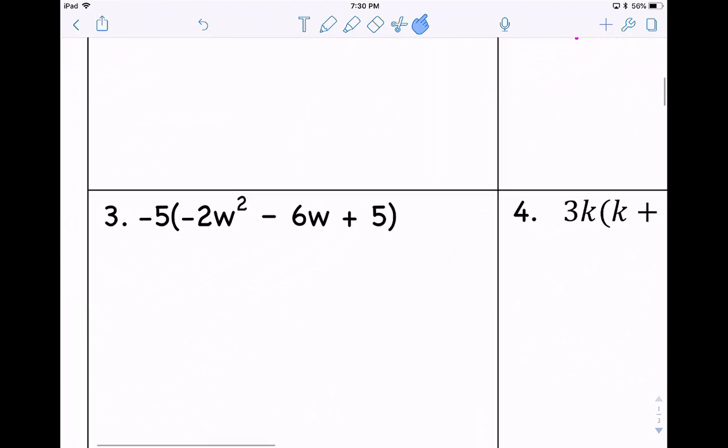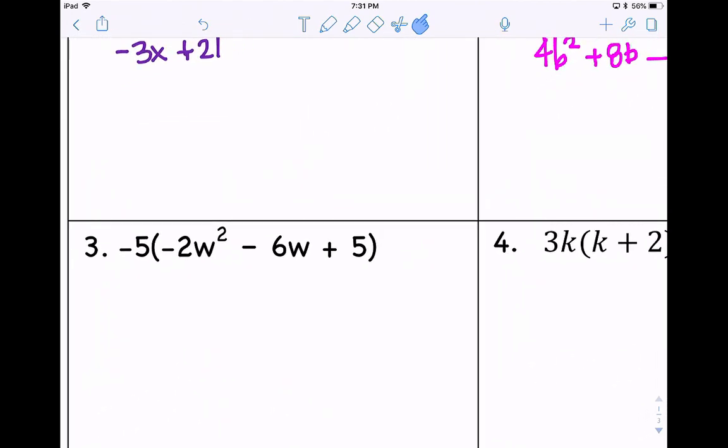All right, so looking at number 3, very similar. A lot of students see the squared and they think that they really need to do something with it. You actually don't. So we're just doing negative 5 times negative 2. So we multiply the negative 5 times the coefficient. That would give us 10. And then we leave that w squared. We don't actually do anything with that squared. So no math really required there.